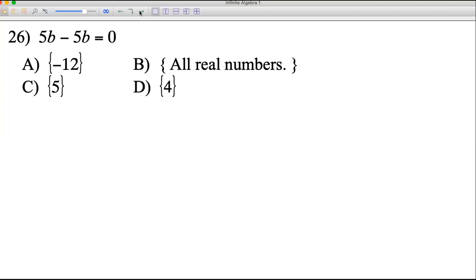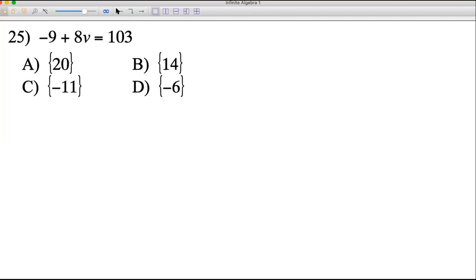Which one? 27. What's 3a minus 2a? So you get a is equal to negative 2.